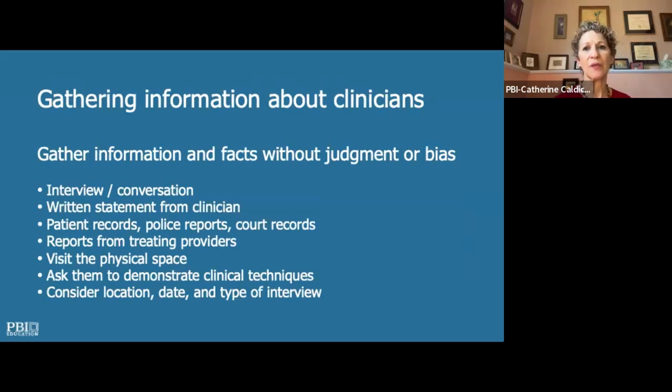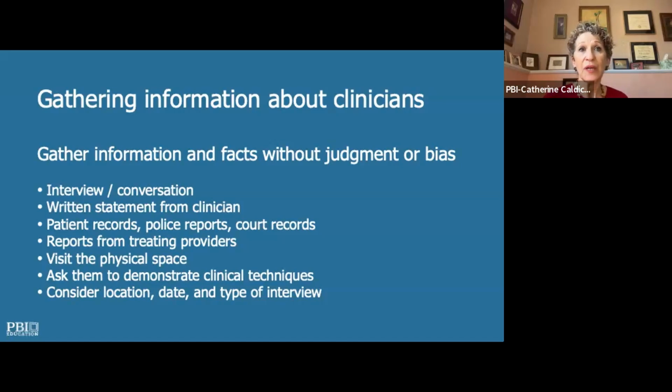So think about gaining information or doing the intake. It's more of an interview or a conversation, certainly rather than an interrogation. You may wish to get a written statement from the clinician. Now, some Indigenous groups prefer to dictate their story to somebody else rather than write it themselves. So it's helpful if you have the flexibility to accommodate that, as well as for clinicians who are not very facile with a computer.